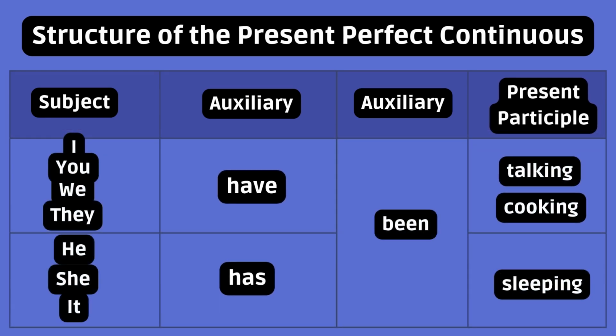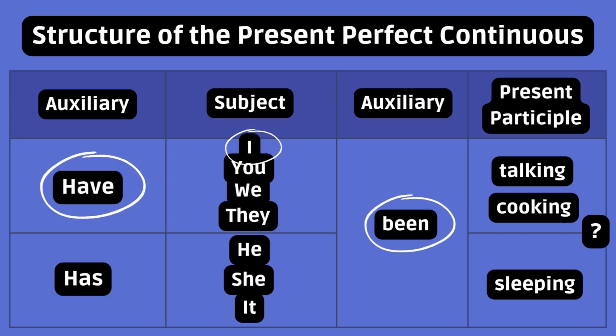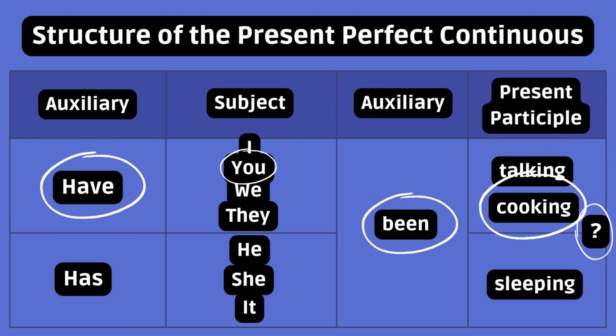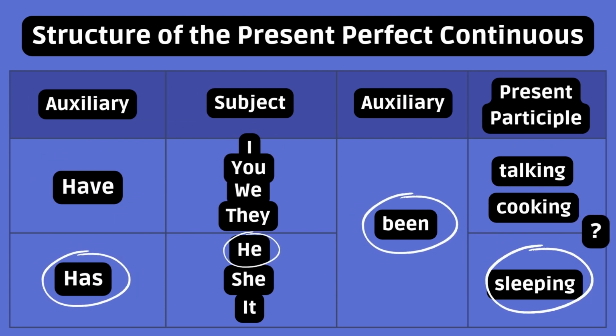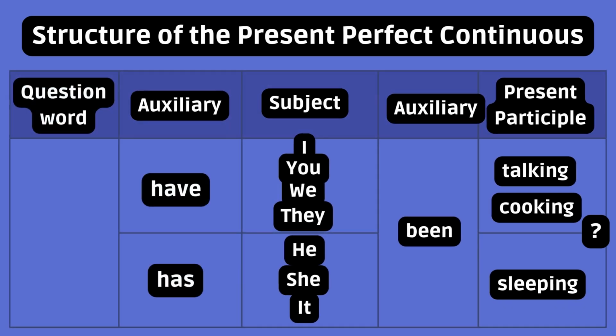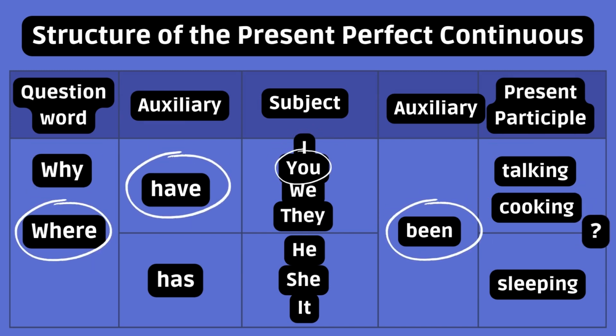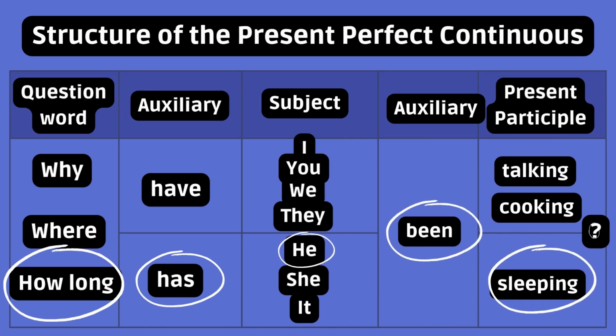When using the present perfect continuous in a question, just flip the order of the subject and have or has. Have I been talking? Have you been cooking? Has he been sleeping? Question words can be added at the very beginning of the sentence to form open questions. Why have I been talking? Where have you been cooking? How long has he been sleeping?